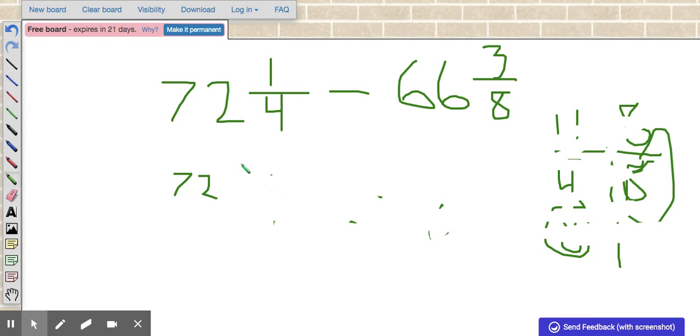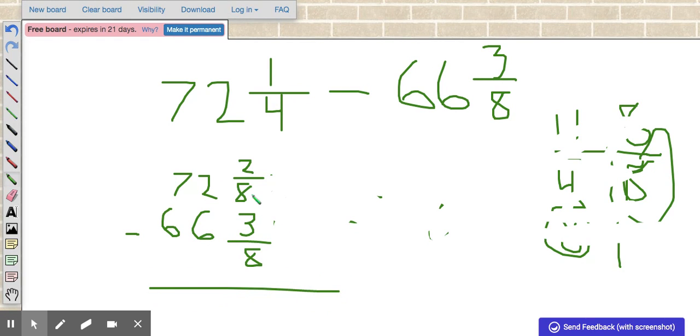So 72 and 2/8 minus 66 and 3/8. Well, I know that I don't subtract the 8s because they're the same. All I have to do is subtract the numerators, but I can't do 2 minus 3, so that's the problem here. So I'm going to have to regroup like I would in normal subtraction, and I'm going to make this 71. And I know that 8/8 can fit because I took 1 out.